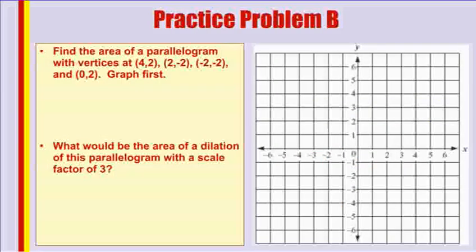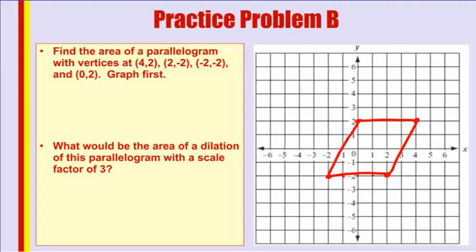Next one, find the area of a parallelogram with vertices at (4, 2), so 4, 2, (2, -2), (-2, -2), and (0, 2). Draw our lines. Our parallelogram.